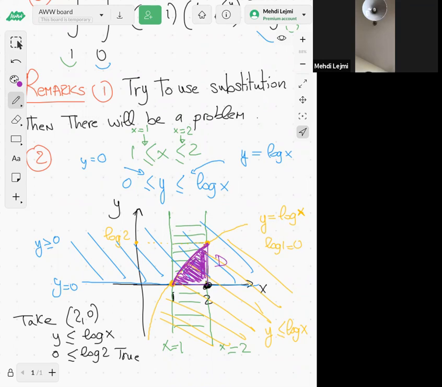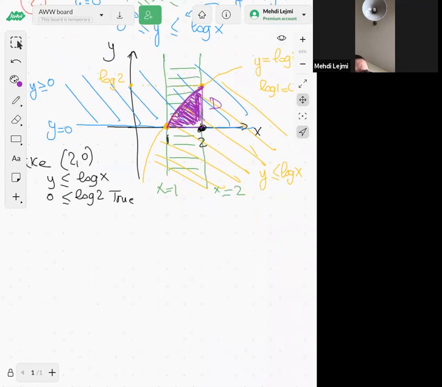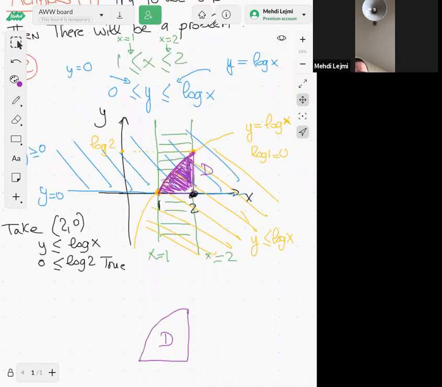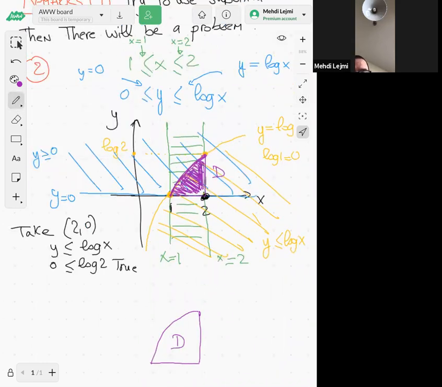Okay, now I'm going to change the order of integration, right? So I have this region D, which is this one here. So here, we started with x. We said x is between 1 and 2. And then y is between these two functions, 0 and log of x, right? So now I'm going to start with y. So what will be the bounds for y in this case?